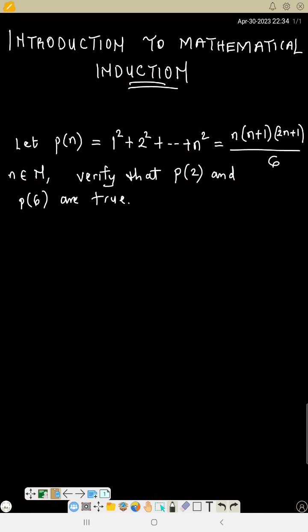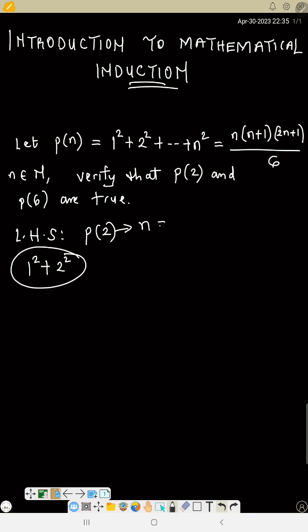Now we have the left hand side. P2 means when n is 2, the sum of the first two terms. So we have 1 square plus 2 square, that is the meaning of P2, n equals 2. So 1 square plus 2 square is equal to 1 plus 4, which is equal to 5.